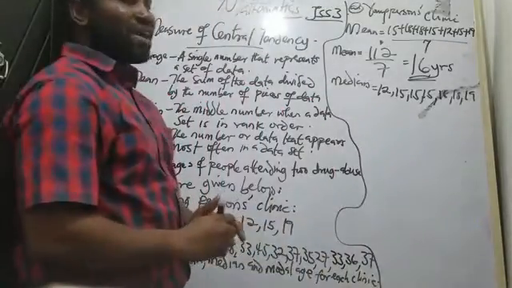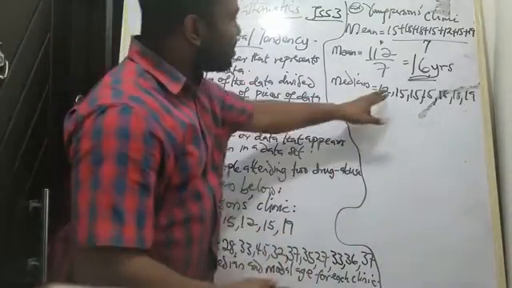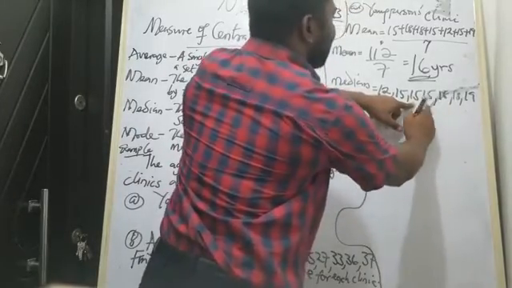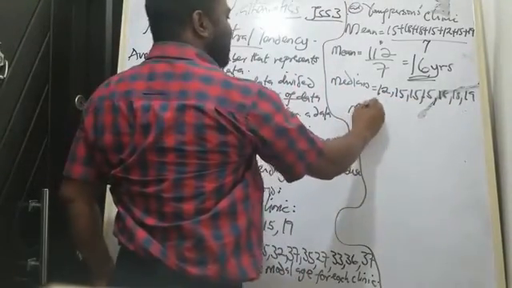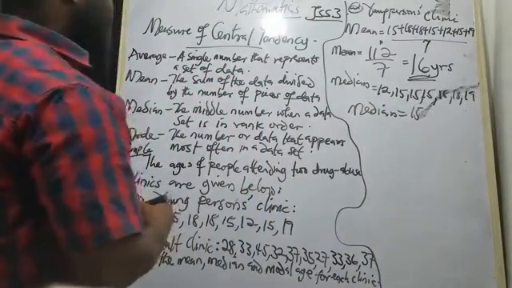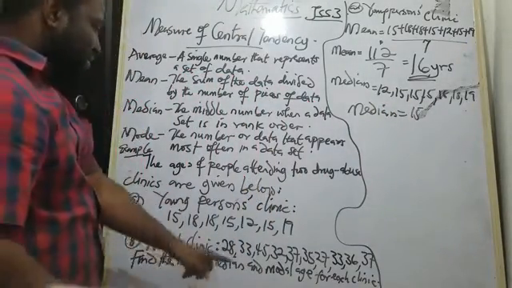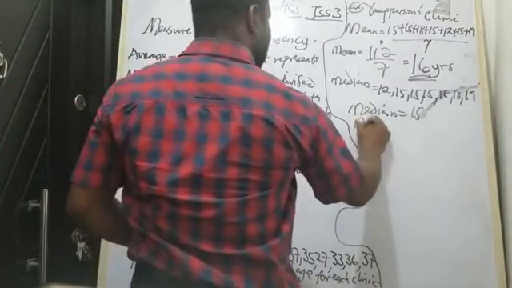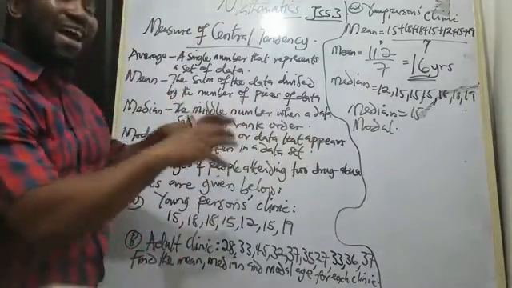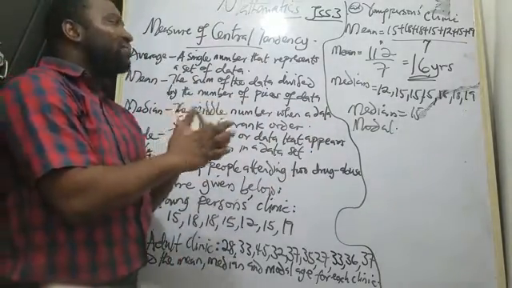Which one falls at the center? This is 1, 2, 3, and then 1, 2, 3. The one at the center is 15. Median is 15. Okay? Now let's take the next one. We are taking the mode. What's the modal age? Modal age is the one that has the most people belonging to that age group. That is called the most.